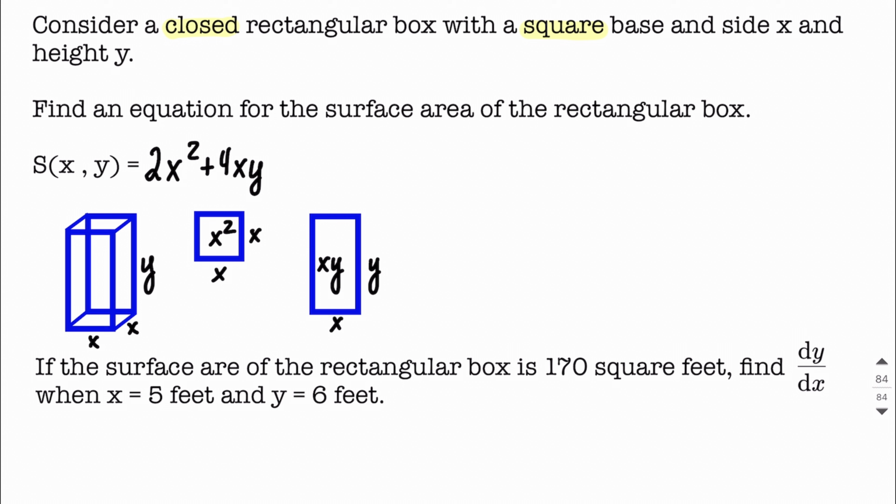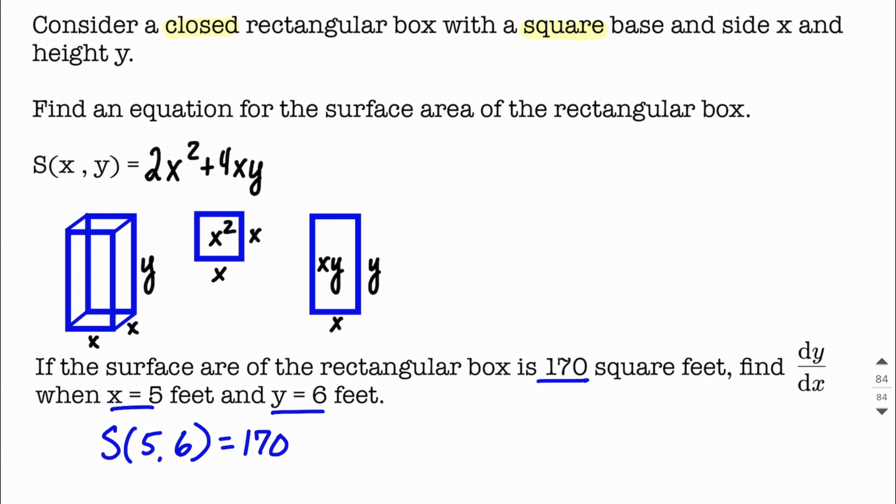But now we have a follow-up. We're given that the surface area of this box is 170 square feet, and we want to find dy/dx when x is 5 and y is 6. So that information, we could fill it in. We could say S(5, 6) equals 170.